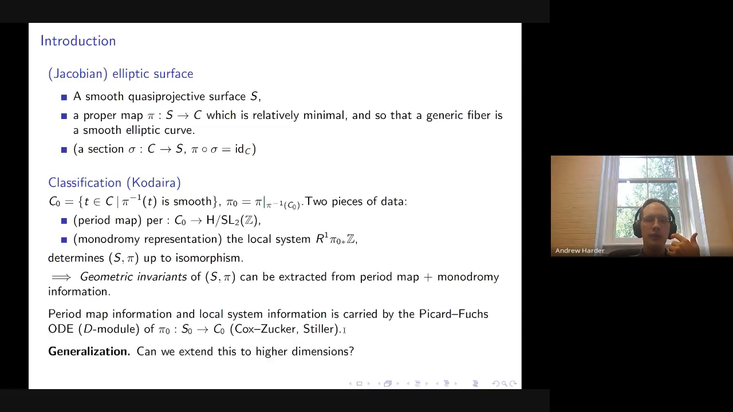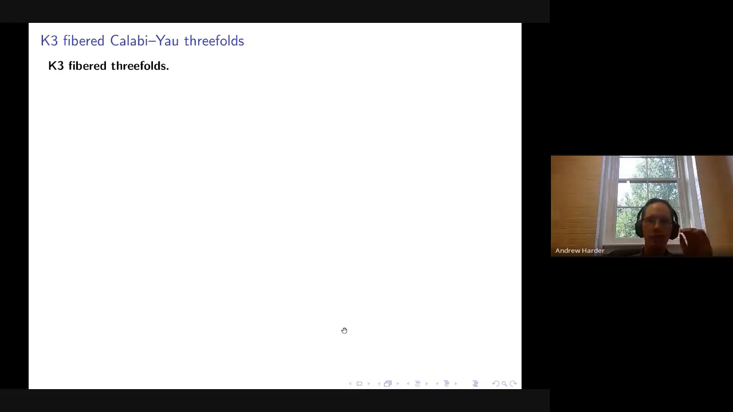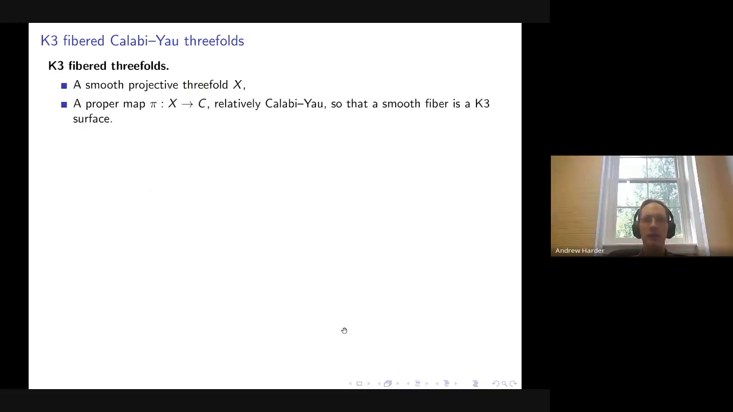So what we want to do with this is to extend this type of classification to higher dimensions. The case that we want to focus on is K3 fibred threefolds. For me, a K3 fibred threefold will be a smooth projective or quasi-projective threefold equipped with a proper map to a curve. So C is again a curve. That's relatively Calabi Yau. Relatively Calabi Yau for me means that if you take a disk inside of the base curve and take its pre-image, then the canonical bundle restricted to this open subset is trivial. So this is the analog of the relatively minimal condition.